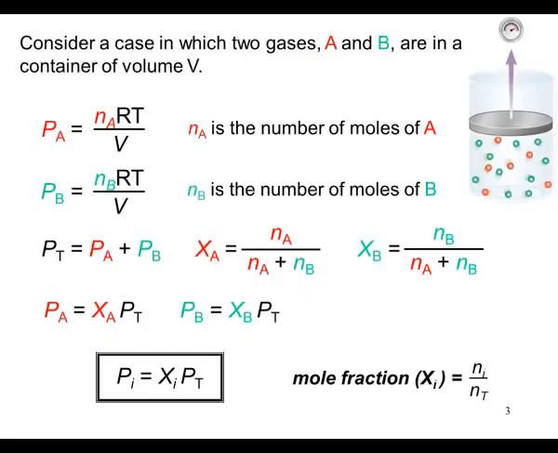We define the mole fraction as the number of moles of the gas that we're interested in over the total number of moles. The mole fraction of A is N sub A over N sub A plus N sub B. Similarly, the mole fraction of B is NB over NA plus NB. The partial pressure of gas A is the mole fraction of A times the total pressure. The partial pressure of gas B is equal to the mole fraction of B times the total pressure.